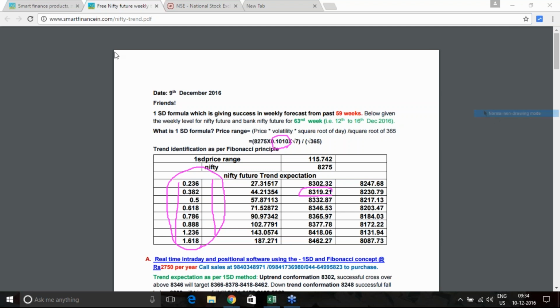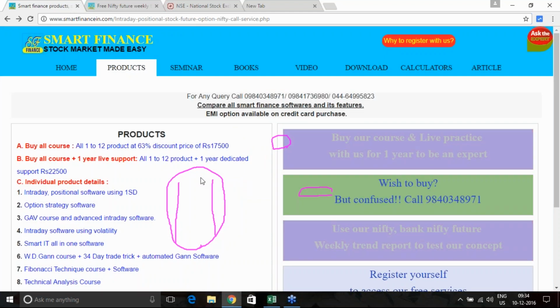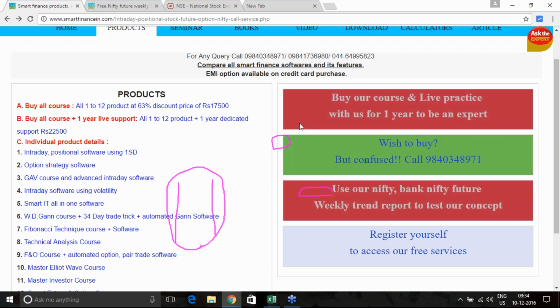Same way our Gann angle and volatility, GAV principle also is one such method. Same way many other principles we have brought into this domain, which can help you to refine your trade to a great extent.